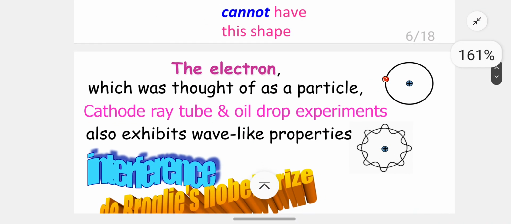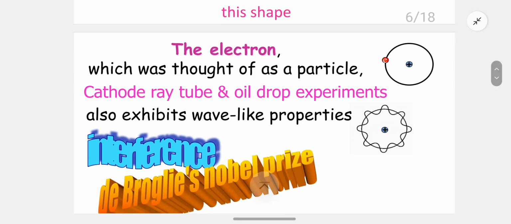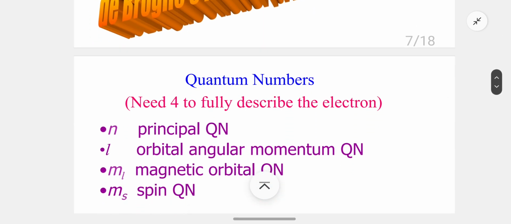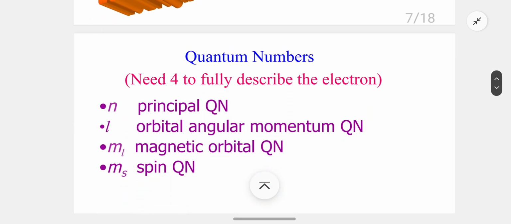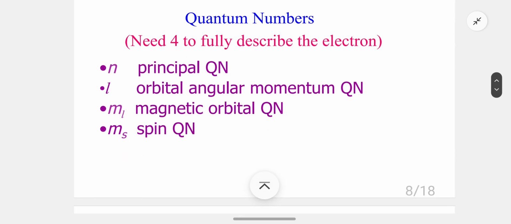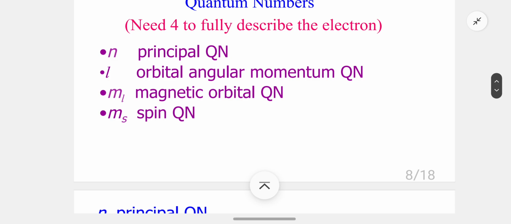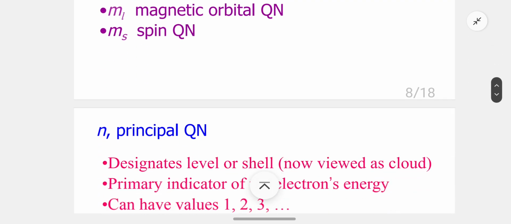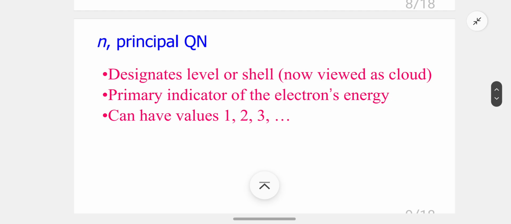The electron, which was thought of as a particle in the cathode ray tube experiment, also exhibits wave-like properties. Four quantum numbers are needed to fully describe the electron: the principal quantum number, the orbital angular momentum quantum number, the magnetic orbital quantum number, and the spin quantum number. Let us discuss them in detail.